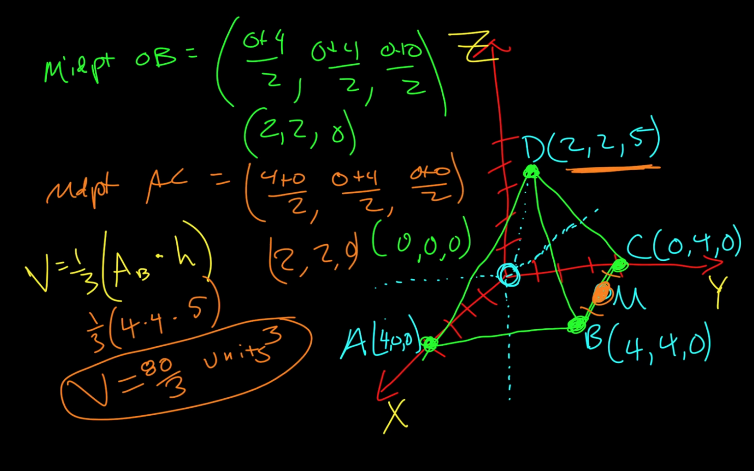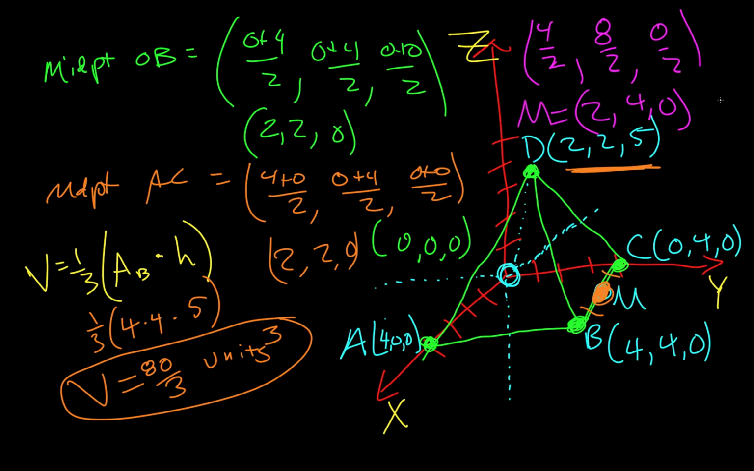So I'm going to do that up here between these two. So we just add the x's together. 4 plus 0 is 4. Cut that in half. Then we add these together, we get 8. Then we add those together and we get 0. And so if we simplify that, we get 2, 4, 0. And so that is M. We already have a name for it.